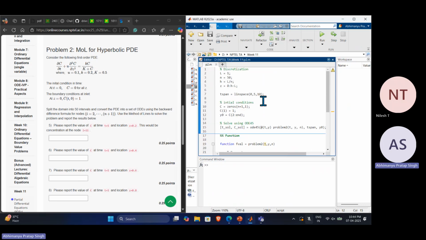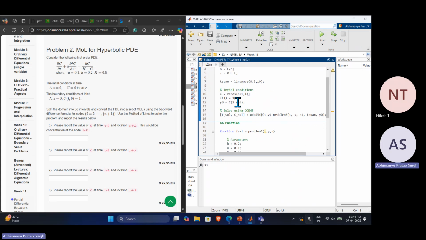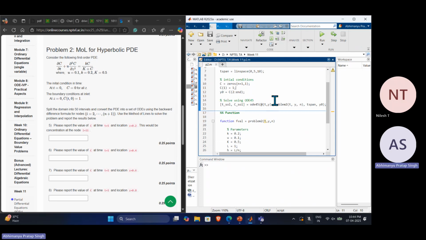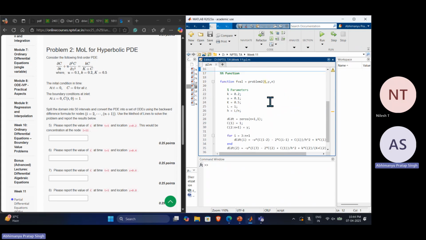So what I have done is, these details are the same: L is equal to 1, and for discretization we are taking 50 intervals. H is L by N, Z is 0 to L, T span is 0 to 5. I'm initializing the matrix with zeros, and at one end I'm taking C1 as 1, which is given to us. So this is my initial condition vector, zeros from 2 to end. This is my function, and these are my parameters.